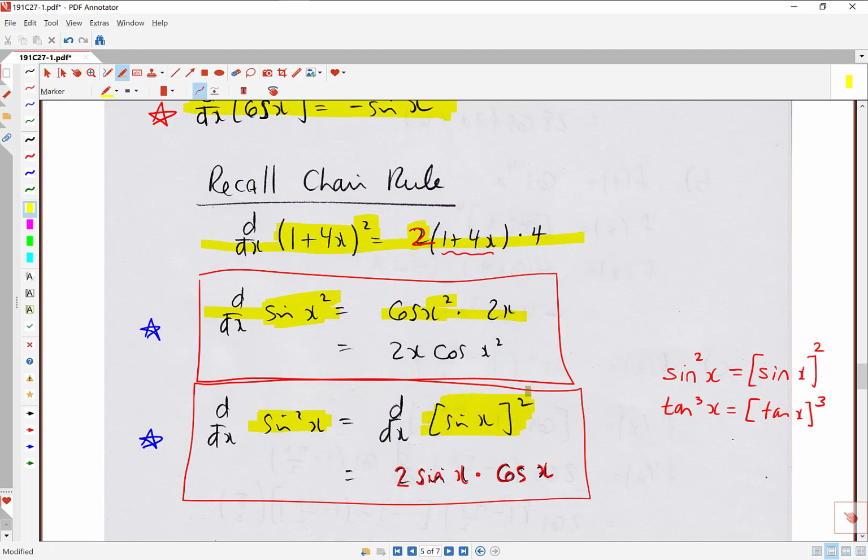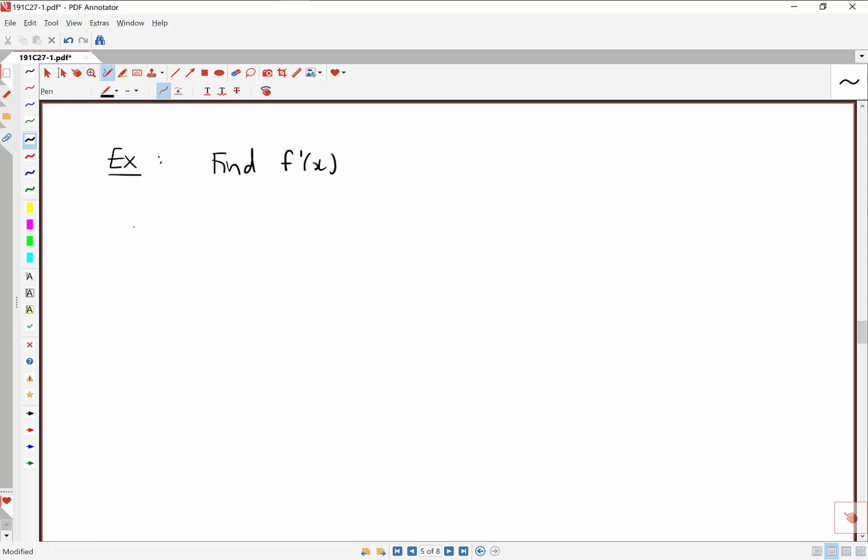So with that little preview in mind, we're going to do some calculations involving derivatives of sine and cosine. So the problem is to find f prime of x, and we're going to do 5 little parts here. So part A, f of x is 4 times sine of 7x plus 2.